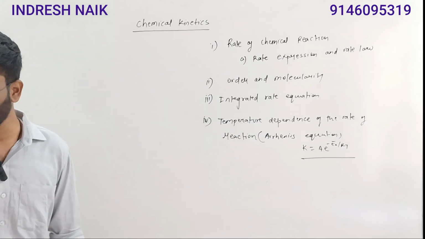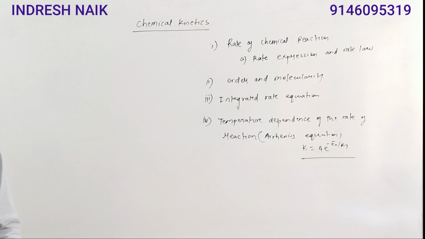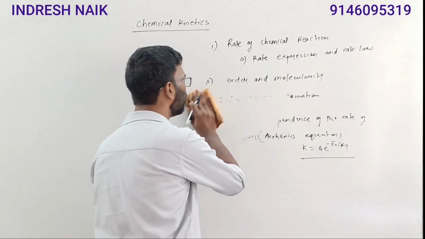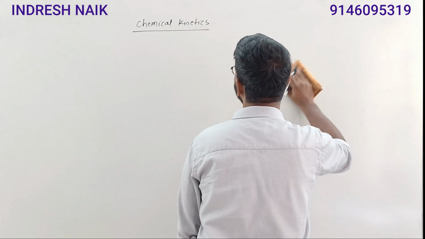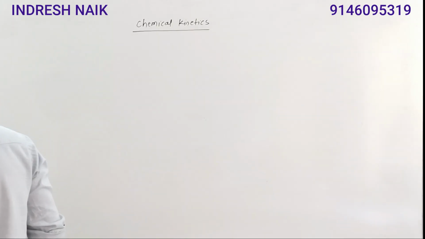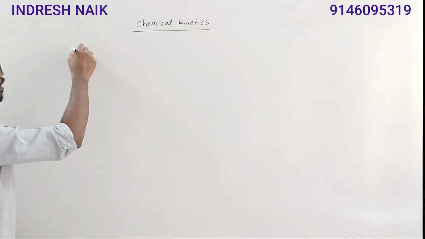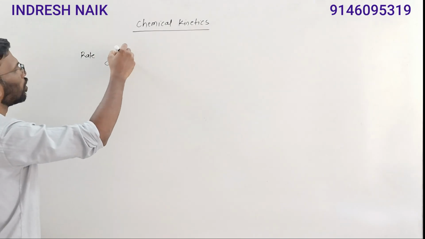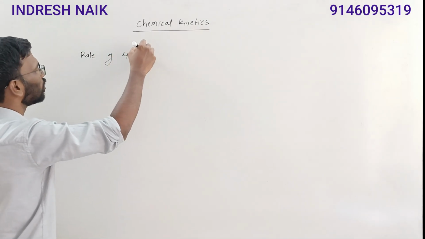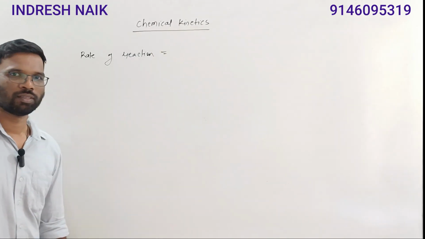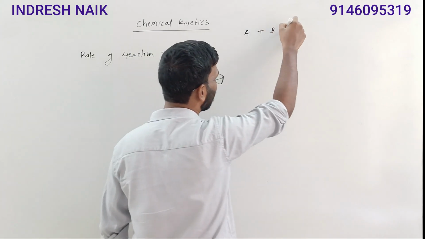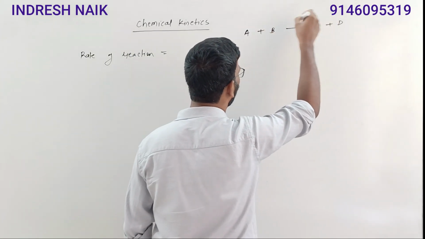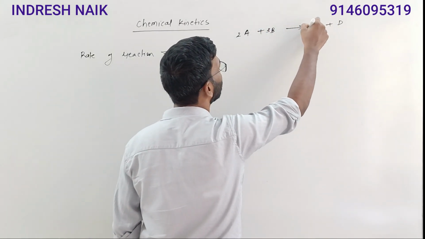So let's start rate of chemical reaction. So what is the rate of chemical reaction to start with? Since this is a revision, I'm assuming that you know some concepts already. So rate of reaction is what? Let's say there is a reactant A, B, and C, D. A, B are the reactants, and let's say C and D are the products. I'll put some stoichiometric coefficients over here.